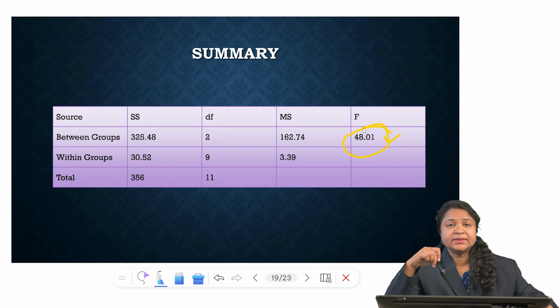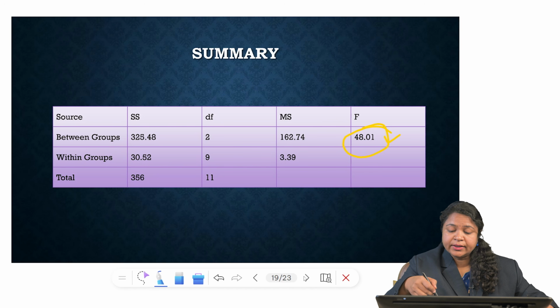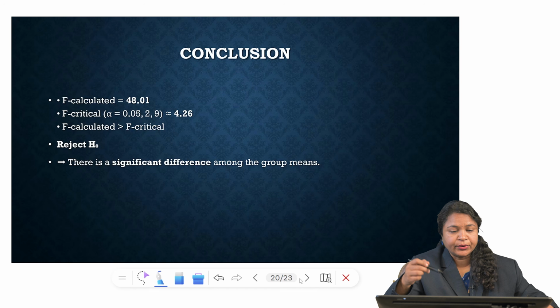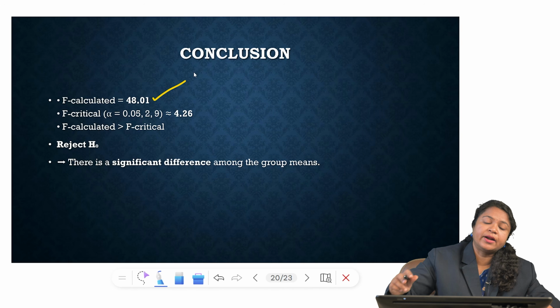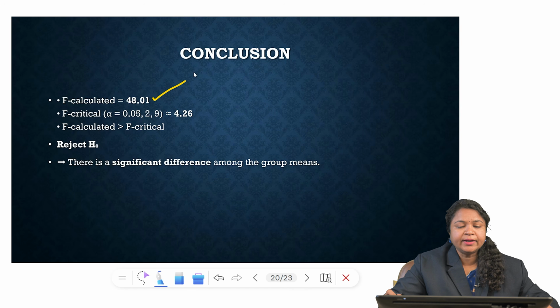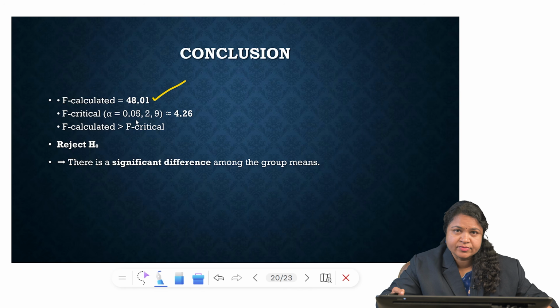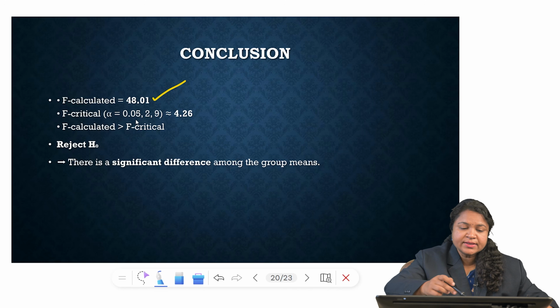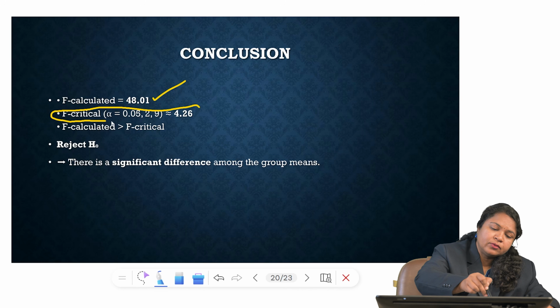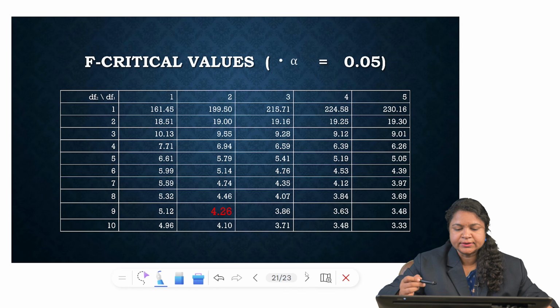Now with this value we have to compare this F statistic value with the critical value in order to determine whether there is a rejection of hypothesis or not. Now the calculated value comes around 48.01. For the critical value we are assuming that the alpha level of significance is 0.05 and the degrees of freedom within and between are 2 and 9. So for these values we are getting 4.26. You can see from the table.